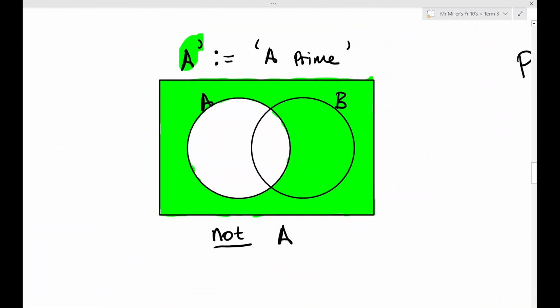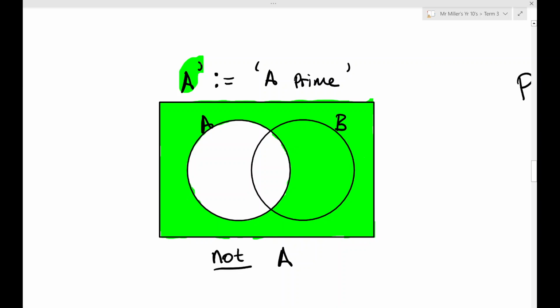All right, last thing. This little comma, we would generally read as A prime or A primed in maths. What A prime is going to represent for us in this topic is not. So A prime is not A. So A and A prime would be A and not A. Here we see we have a set of mathematical objects A, and we've highlighted everything that is not in that set A. So that is A primed, not A.